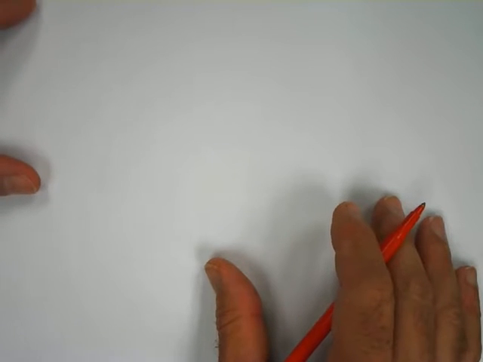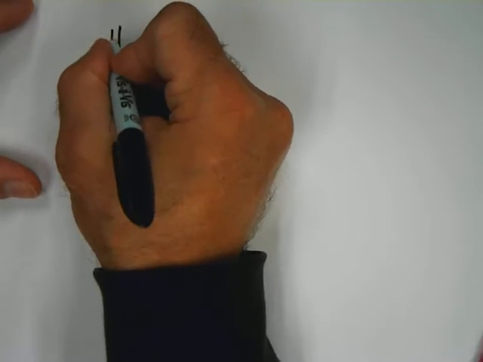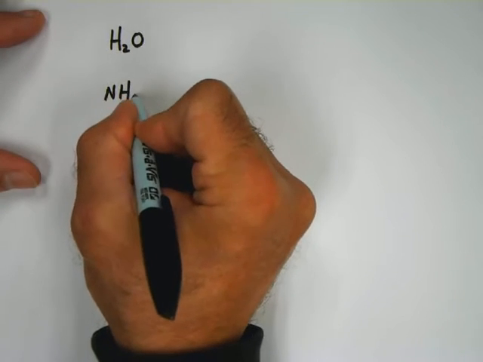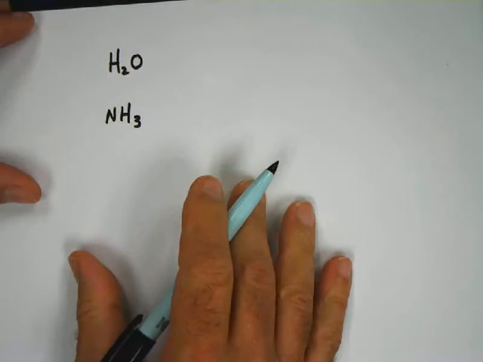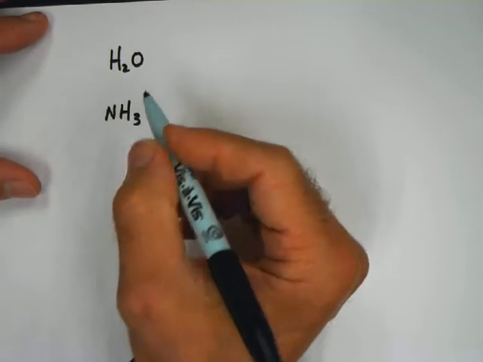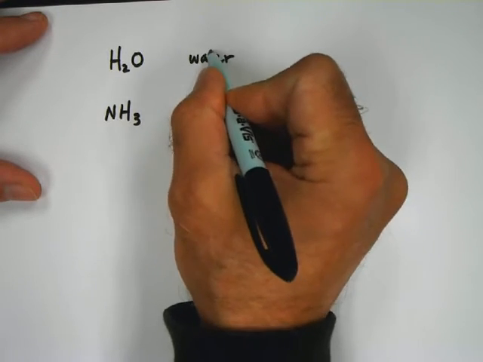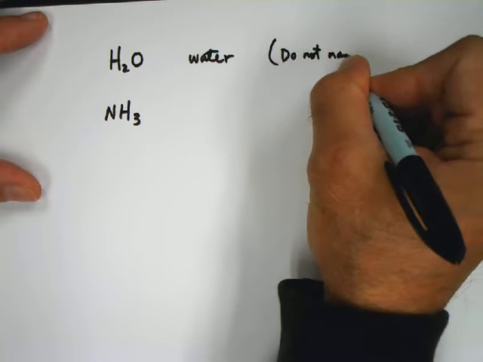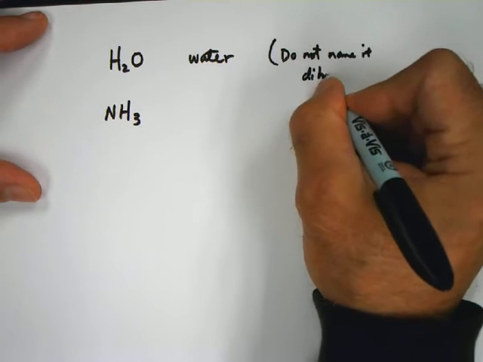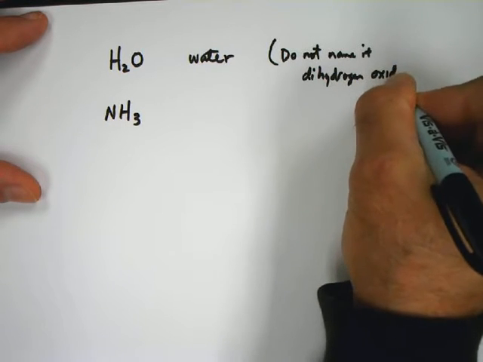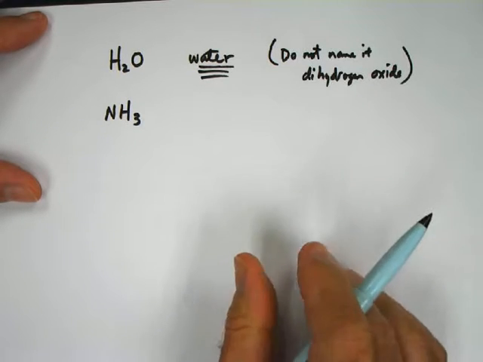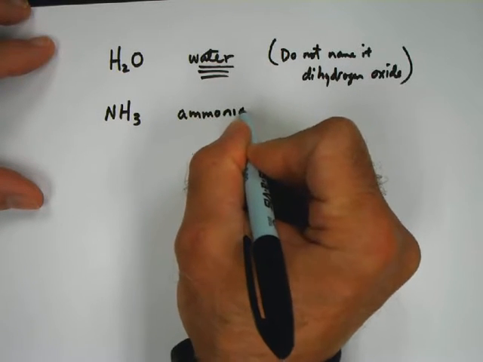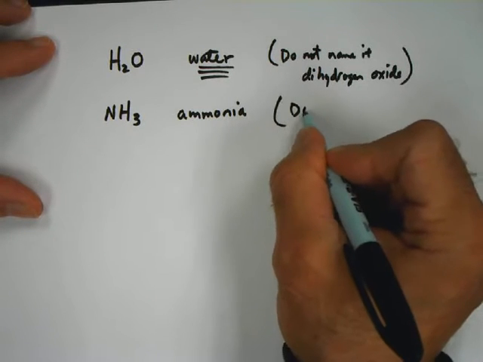So do not name it dihydrogen oxide. It's totally unnecessary. It's just water. The other really common chemical is NH3, and it's called ammonia. Do not name it nitrogen trihydride. Name it ammonia. So these are the two exceptions where you're not using those formal naming rules. You just, H2O is water and NH3 is ammonia. Thanks, I had to get that out of my system.